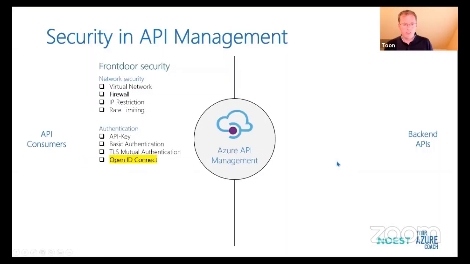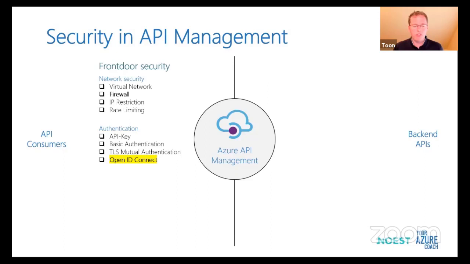So back to the drawing board. We have now already network security configured, but we need to go further. We need to do authentication and authorization. For authentication, that's really enforcing that you know who is calling your APIs. You have several options. You can use an API key in the HTTP header or the query string. I prefer the HTTP header because that's not tracked in the server log.